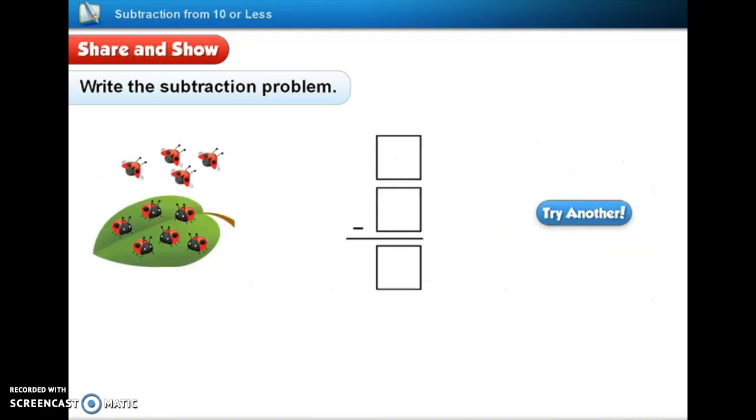Find number 1. Let's write the problem using the picture. How many ladybugs are there all together? Let's count. 1, 2, 3, 4, 5, 6, 7, 8, 9, 10. All right. Start by writing the number 10 in your box at the top.